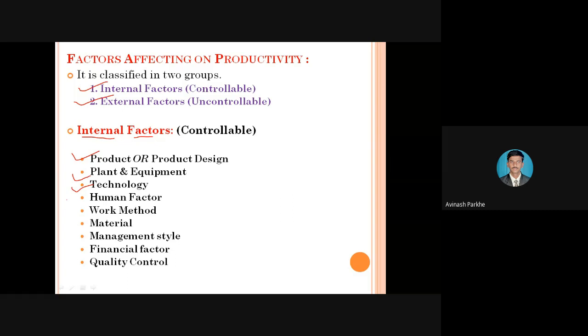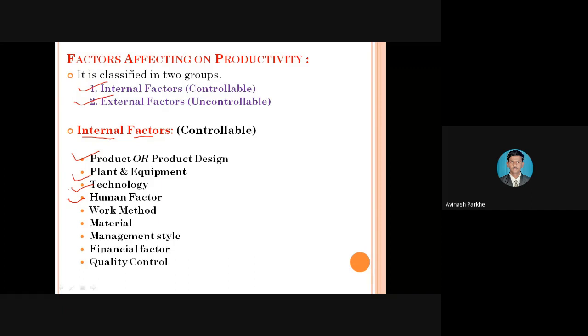Then the next factor is the human factor, meaning laborers. Which type of laborers are we using? Whether we are using quality laborers, skilled laborers, or semi-skilled laborers. If we are using unskilled laborers, obviously they are unable to operate standard CNC, VMC machines or automated machines. If they are unable to operate, automatically there is wastage, there is breakage of the tool, and your production cost increases. If the production cost increases, output decreases, and productivity also keeps decreasing.